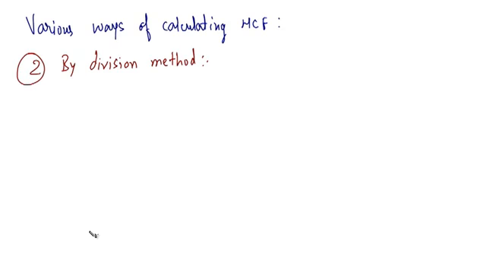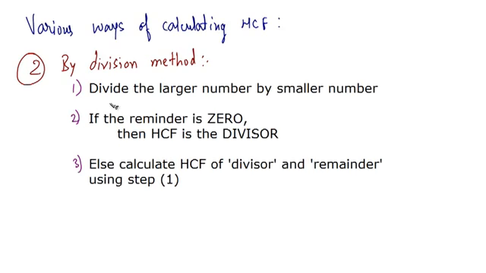Now another way of calculating HCF is by the division method. And these are the steps for calculating HCF. Now let's again find out the HCF of 28 and 42 with the help of this method. The first step says to divide the larger number by the smaller number. Here the larger number is 42. So we have to divide 42 by 28. 28 times 1 is 28.